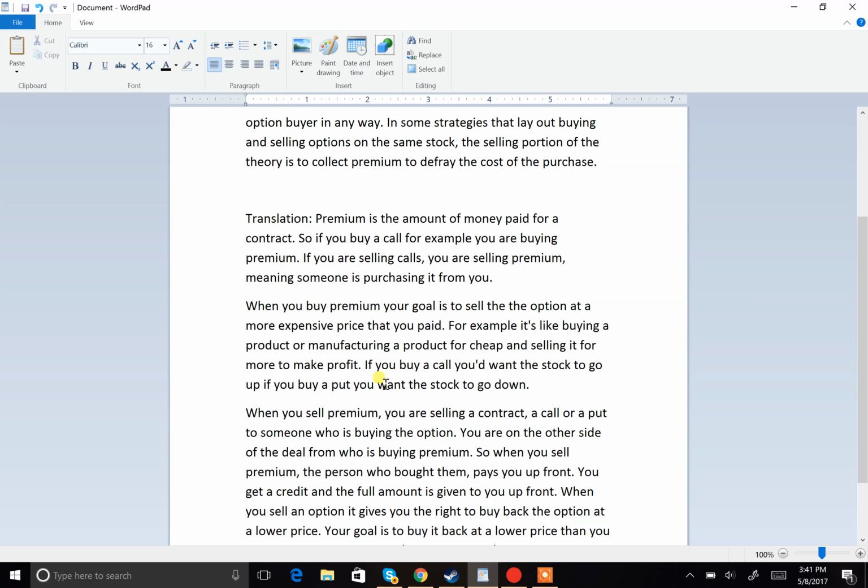So if you buy a call, you'd want the stock to go up, and if you buy a put, you want the stock to go down. This is basically buying premium, the most simple thing. It's pretty comparable to buying and selling stock. You want to buy low and sell high. It's basically the same idea.